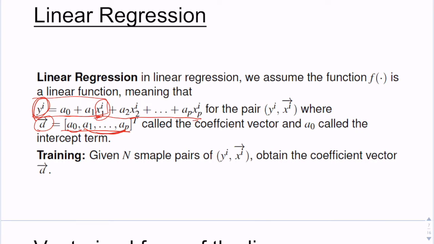So what is the task of training? You have n sample pairs of the input features and the output, and what you want to find is the coefficient vector, these a's. Then if you have a new object, for which you don't have the output but can measure the input, you can predict the output. For example, the previous example I gave you from the diabetes patients.